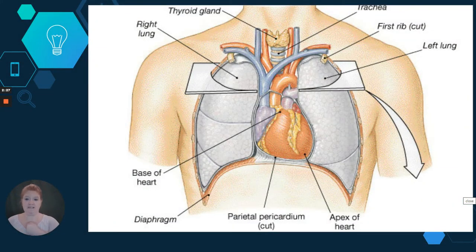Okay, so here you go. You can see it's basically in the center, but again, tilted slightly to the left. That's where the apex is. Okay, but you can see where the vertebrae are right here. That would be along your midline. So really the heart is in the middle. It is tilted that way.